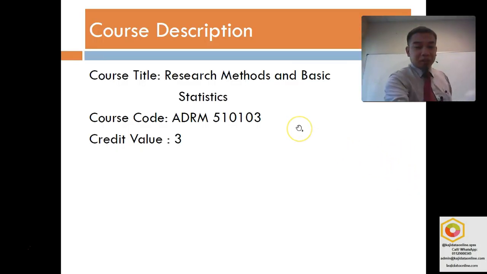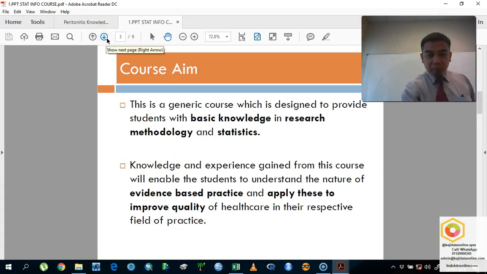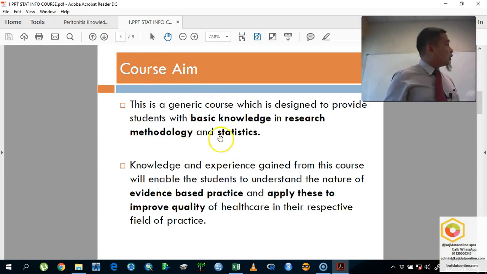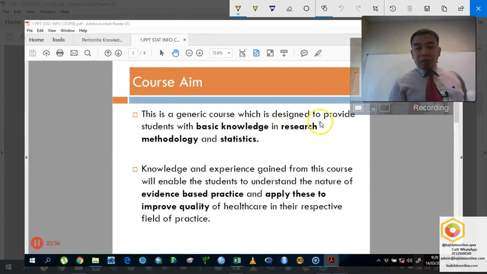Cerita apa benda lah ni? Cerita dia sama je, tapi saya bagi overview jugalah. Maybe some of you might want to understand, might be asking what this thing is. The aim of the research is basically the knowledge of research methodology and statistics. Okay, I just want to give you some highlights here for information lah.